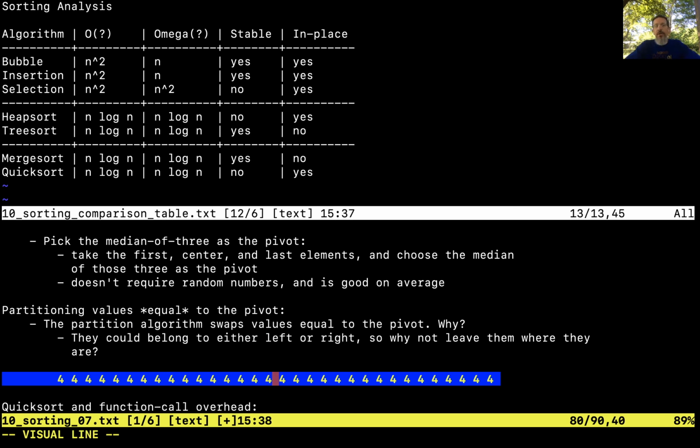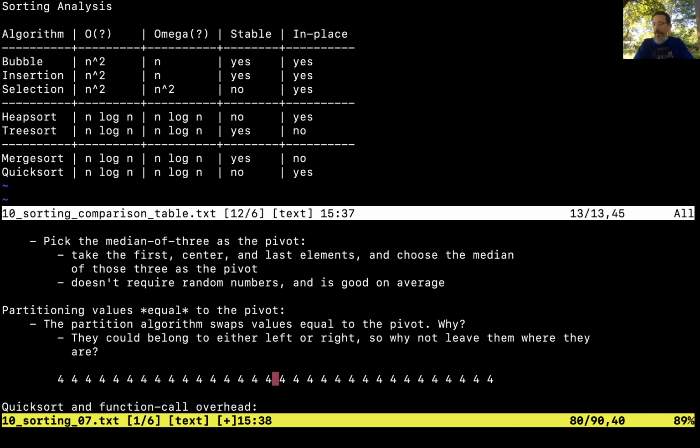Okay, we have a very long sequence of 4s. What would happen? Well, first of all, which pivot value should you choose for this long array of 4s? Well, obviously, you would choose any of them, and your answer would always be 4.